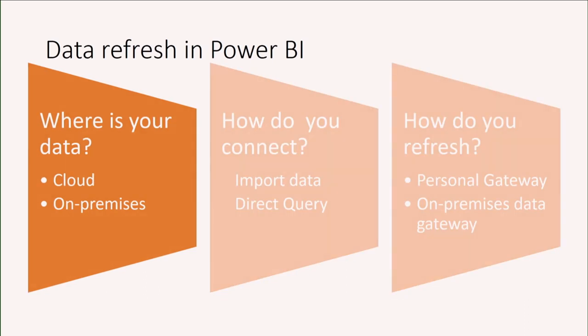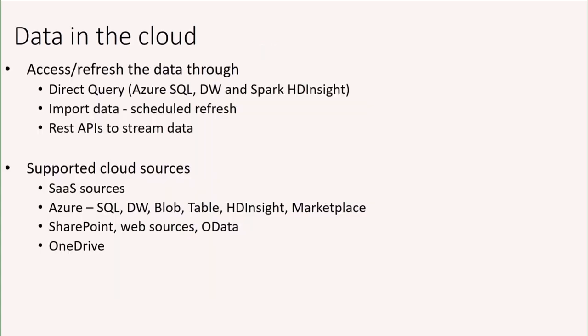So first, where's your data? Many enterprises still have their data on premises, and many small organizations and even enterprises have already made the move to the cloud. So your data could be either on the cloud or on premises. If your data is on the cloud, in Power BI we do support both modes. You can either access your data through a direct query, so you always have up-to-date data. Every time you open the report, it's the latest data you see for Azure SQL Data Warehouse and Spark HDInsight. Or you can import data and then schedule a refresh at your convenience, whenever you want your data to be up to date.